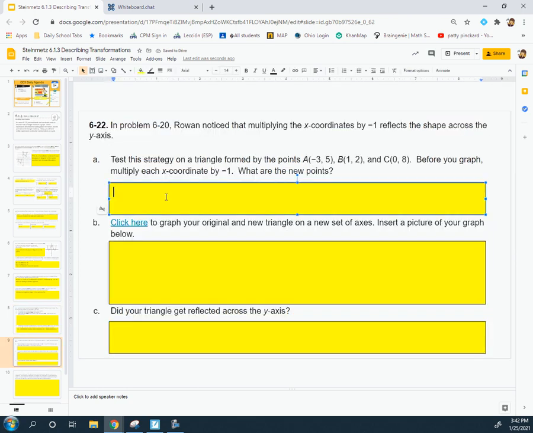So this problem says, Rowan noticed that multiplying the x-coordinate by -1 reflects the shape across the y-axis. Test this strategy on a triangle formed by the points -3, 5, 1, 2, and 0, 8. Before you graph, multiply each x-coordinate by -1. What are the new points? So we're going to call them primes. A prime would become 3, 5. B prime would become -1, 2. And C prime would stay 0, 8 because -1 times 0 is 0.